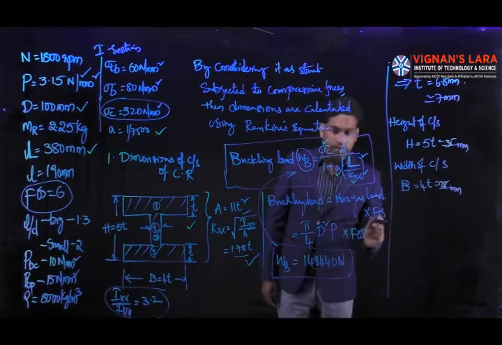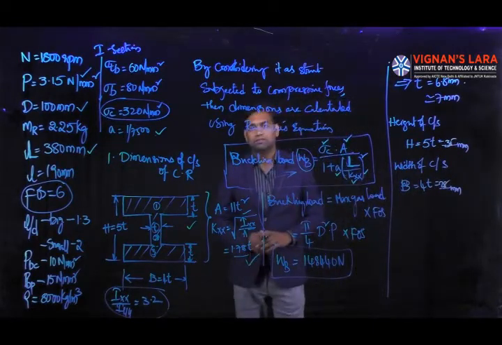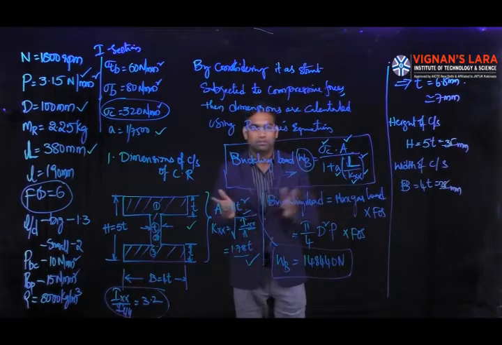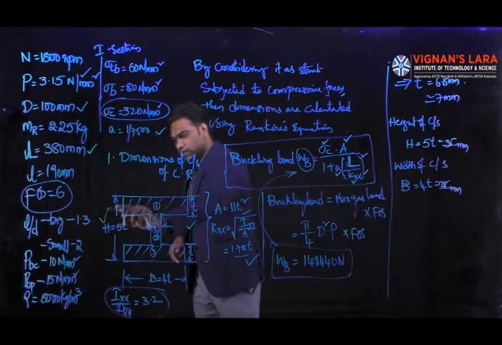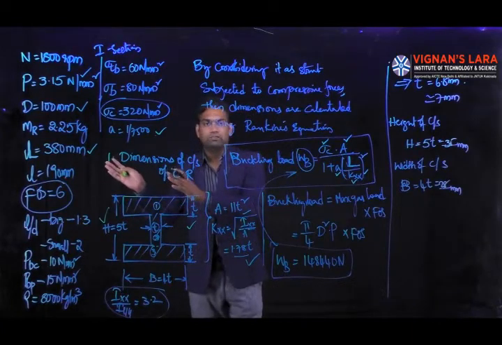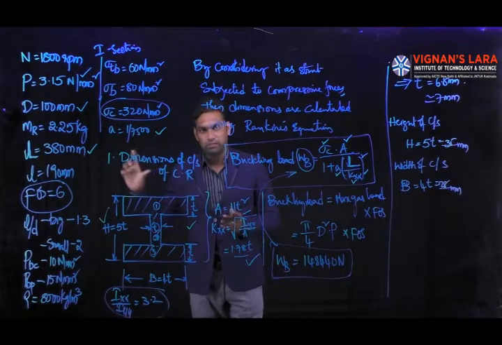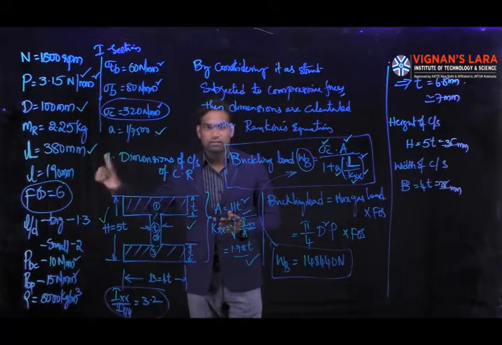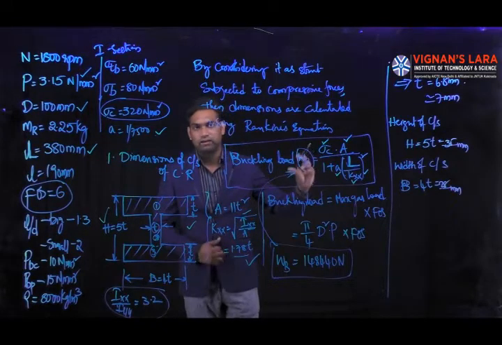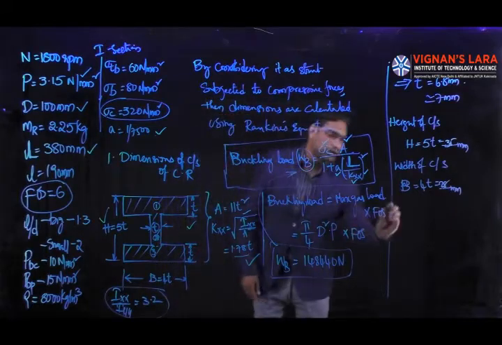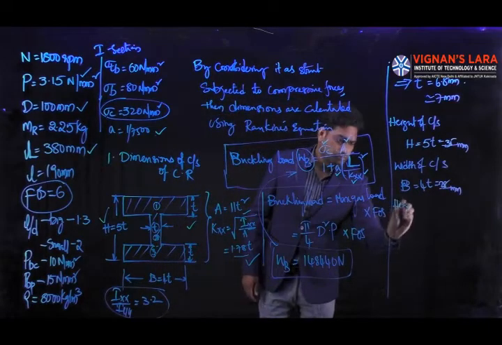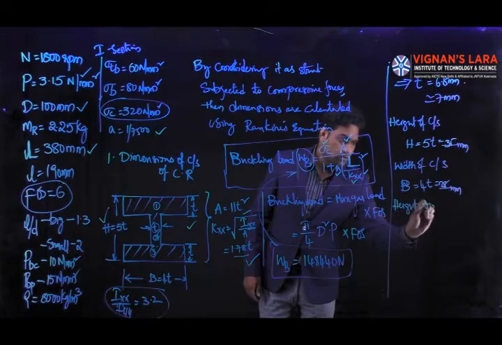So you need to note that the width of cross section is uniform throughout the length of the connecting rod, but the height of the cross section is going to vary from the big end of the connecting rod to the small end. That is, you have a greater height at the crank pin and a smaller height at the piston pin. So the height varies, so you can calculate the height near the piston pin, that is the smaller height.